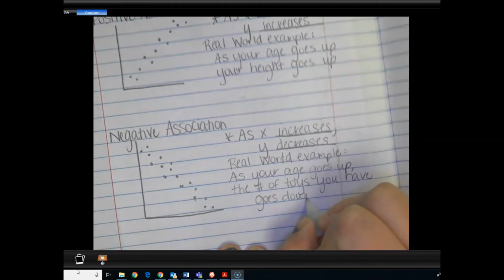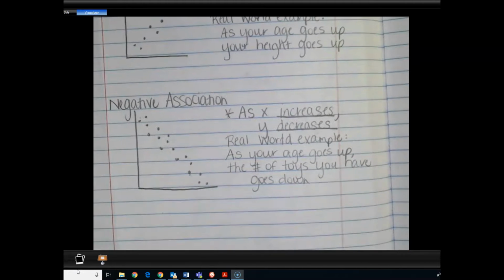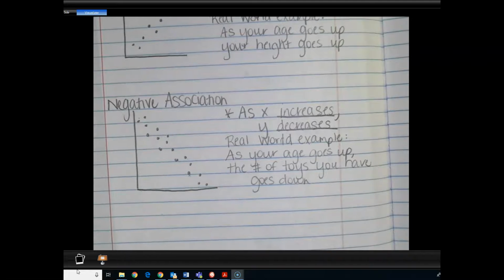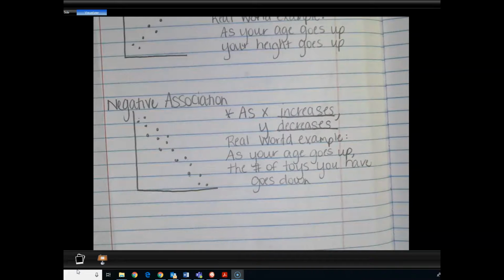We know that if you look at a toddler, they have tons of toys. But as you got older, you got less and less toys. And so by now, in 8th grade, you have less toys that you play with. And then by high school, you even have less. Okay.